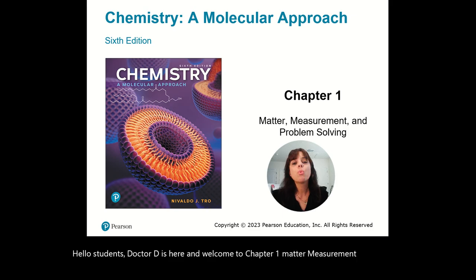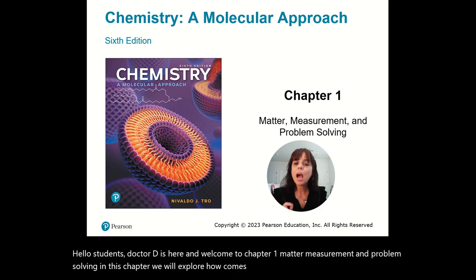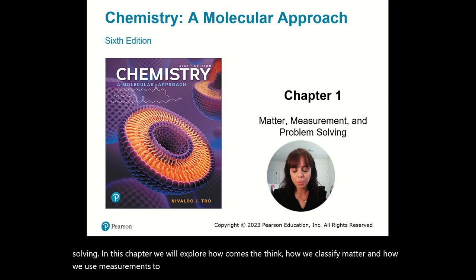In this chapter, we will explore how chemists think, how we classify matter, and how we use measurements to understand the world at the molecular level.